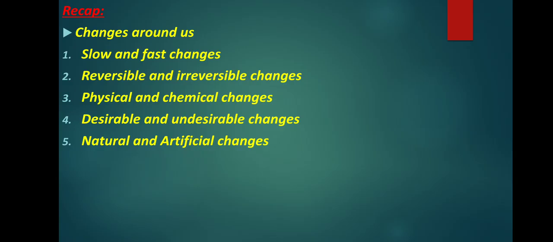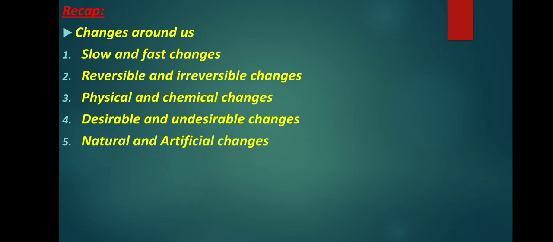Next one, classification of changes. There are different types of changes observed in nature that occur around us. We shall now try to classify changes on the basis of certain similarities and differences. First one, slow and fast changes. Second one, reversible and irreversible changes. Third one, physical and chemical changes. Fourth one, desirable and undesirable changes. Fifth one, natural and man-made changes.